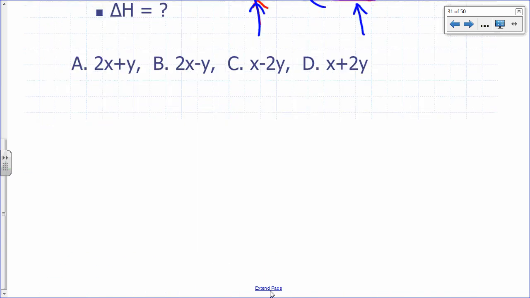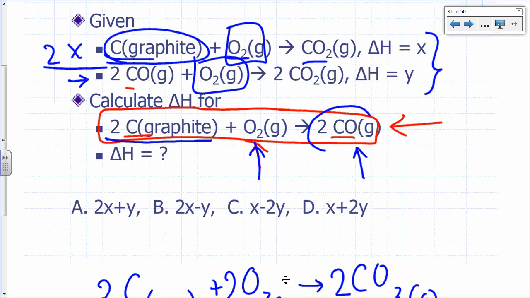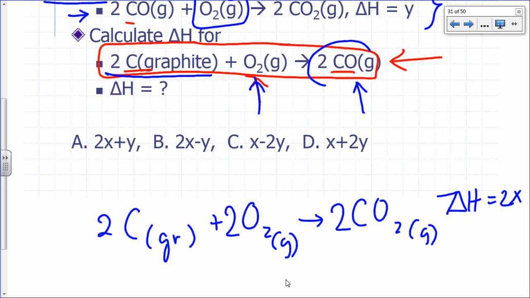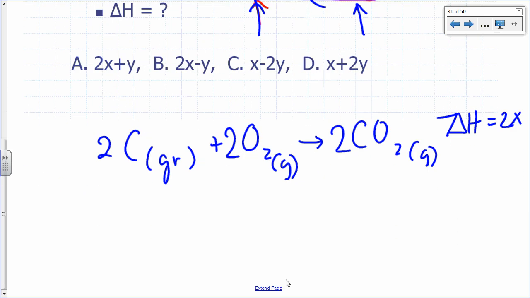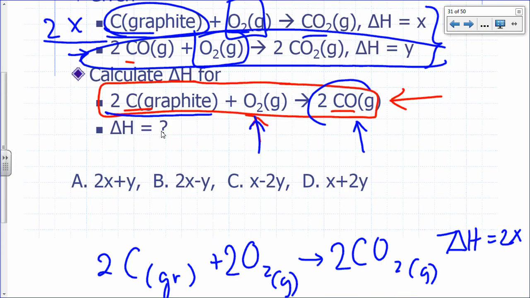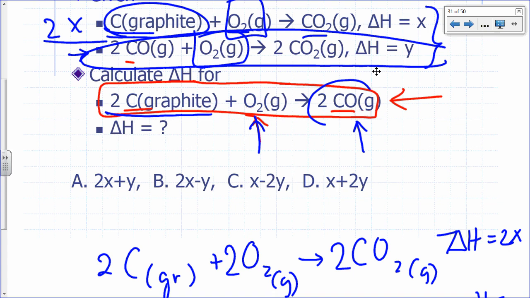So what would be the net effect? If you multiply the first one by 2, you have 2 graphite plus 2 O2 gives you 2 CO2. So delta H for this is going to be equal to 2X. Then I reverse the second reaction, this one right here. So I put 2 CO2 on the left, which gives you back 2 carbon monoxide gas plus O2 gas. If I flip reaction 2, what would be the delta H for the reverse? Negative Y.